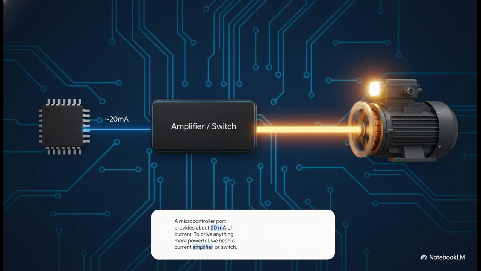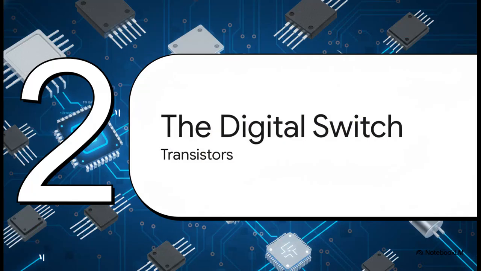You need a middleman, something that can take that tiny whisper of a signal from the microcontroller and use it to control a much bigger flow of energy. We need an electronic switch, or an amplifier. And that middleman, that fundamental solution, is the transistor. If the microcontroller is our brain, the transistor is the very first piece of muscle we're going to give it. These tiny little devices are, and I'm not exaggerating here, the absolute bedrock of all modern electronics and power control.